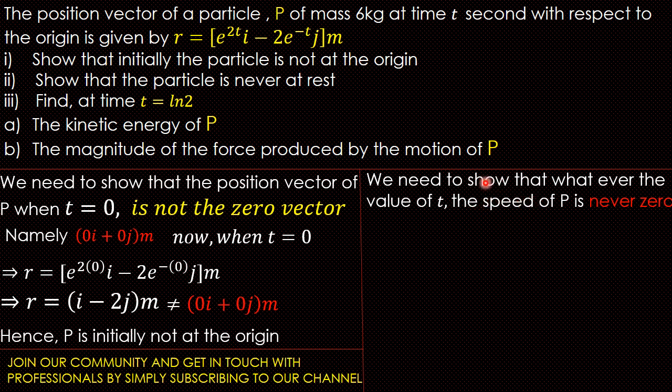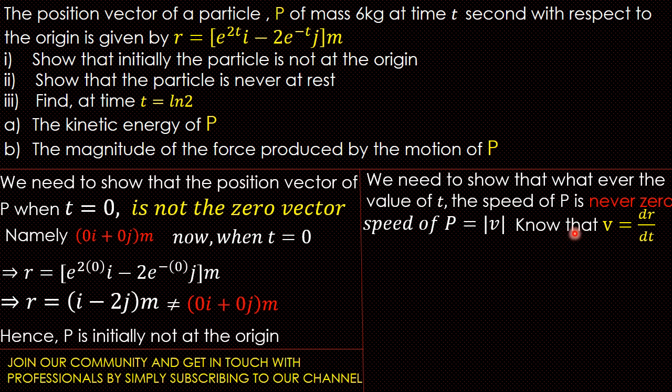So if you are able to show that the speed of the particle at any time t is never 0, it means you are done with the equation. Great. So in this case, we need to get the speed. I will know that the speed is simply what? The magnitude of its velocity, right? The speed of p, the particle p, is the magnitude of its velocity.